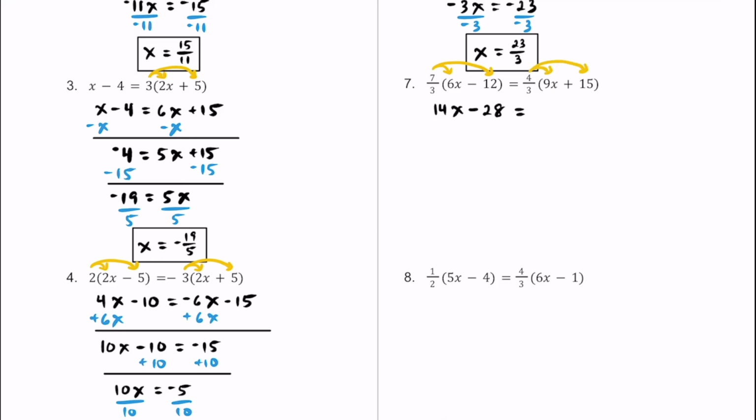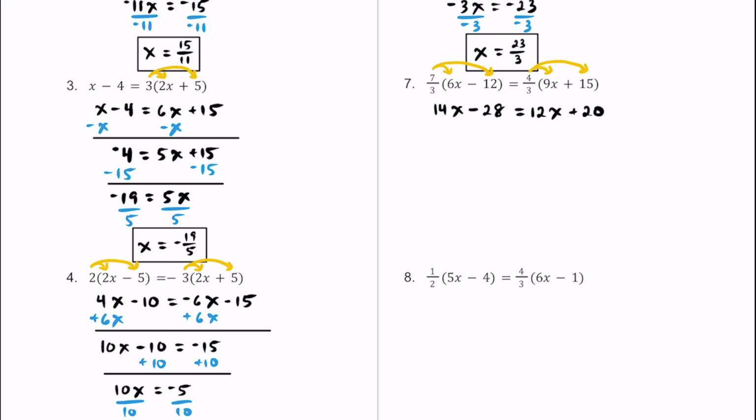So 4/3 times 9, the 3 and 9 can cross cancel to make 1 and 3. 3 times 4 is 12, so we're going to get 12x. And then we have 4/3 times 15. The 3 and 15 can cross cancel to make 1 and 5. 5 times 4 is going to be 20, so we have plus 20.